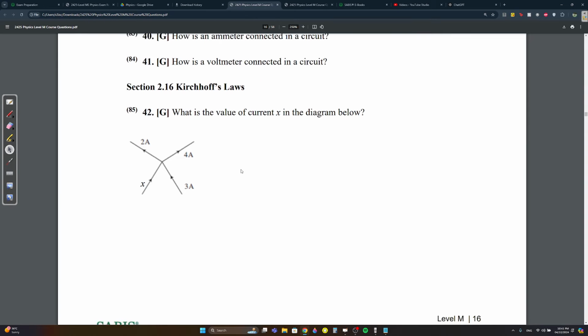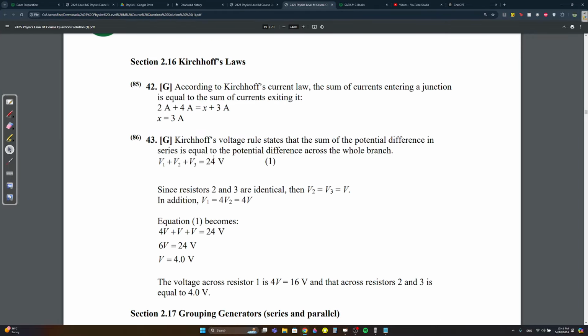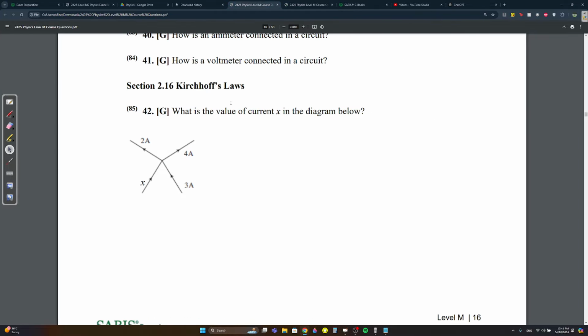We're almost done. What is the value of current X? This came copy paste in the exam. It was 3 amperes. 2 plus 4 is 6, 6 minus 3 is 3. It's a shame if you got that wrong, honestly. I know some people that was their only mistake.